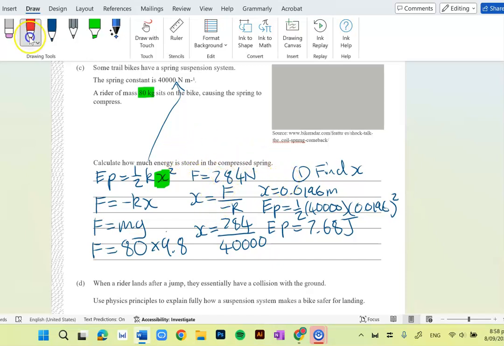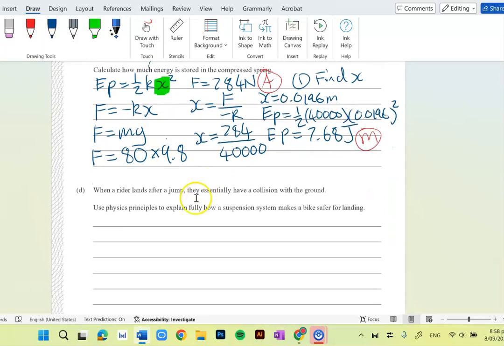This is a merit question. So if you get this final answer and you also get this force value correct, you get a merit. If you get one correct calculation, maybe you just find the force, that's an achieved. Okay, next question.